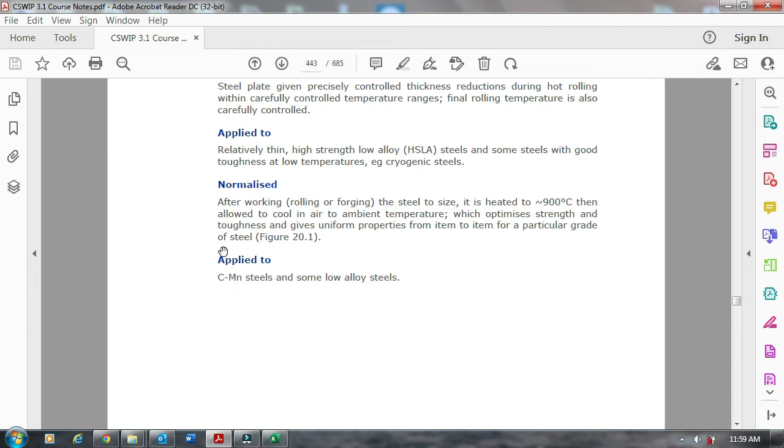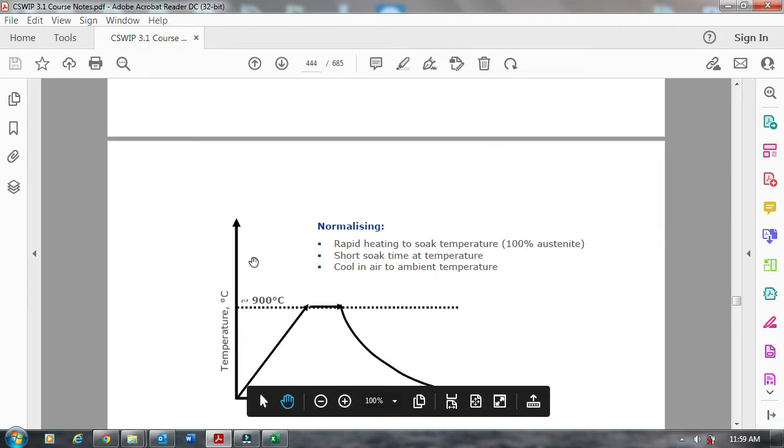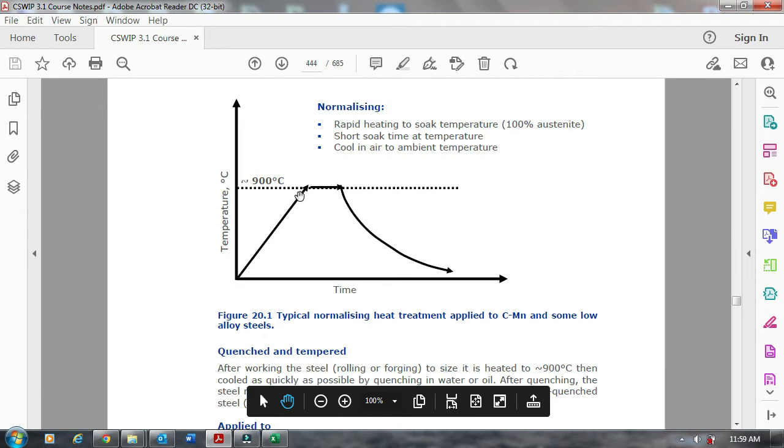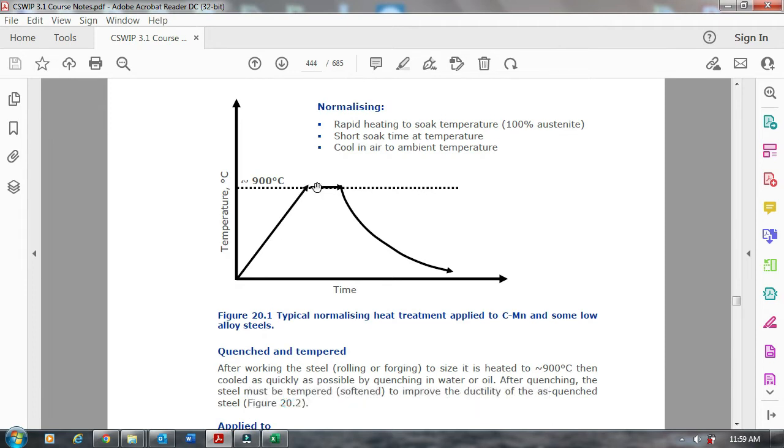So it's applied usually to carbon, manganese and low alloy steel. You can see it is heated up to 900 degrees, kept for some time, 1 hour, 2 hours soaking time, and then slowly, gradually brought to cool in the ambient temperature.